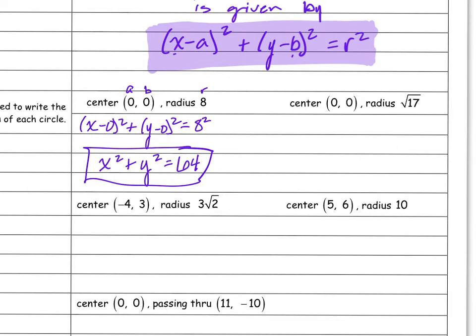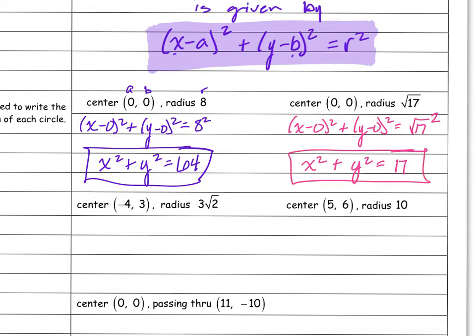Okay, so we're going to do it again on the next one. Very similar question. So (x - 0)^2 + (y - 0)^2 = (square root of 17)^2. So again, I get x squared plus y squared equals, this time the square root of 17 squared is just 17, because remember a square and a square root undo each other. So there is my answer.